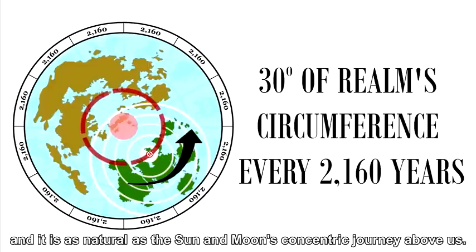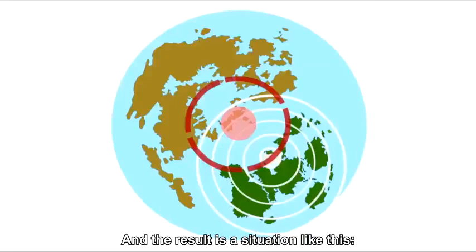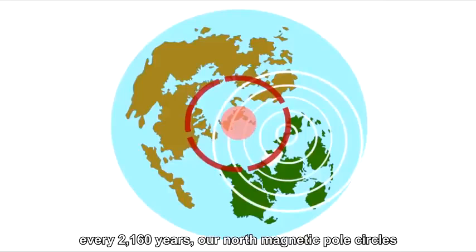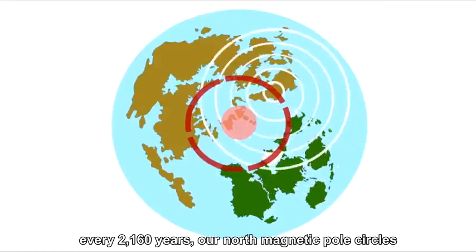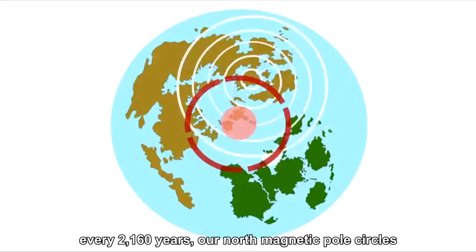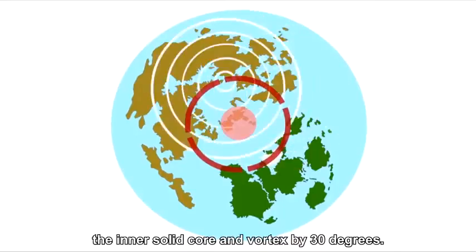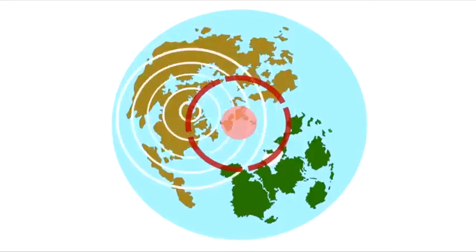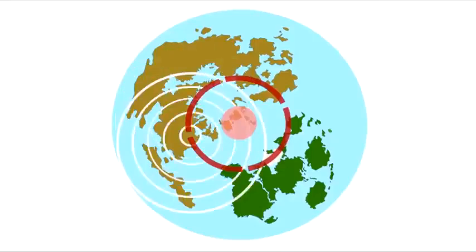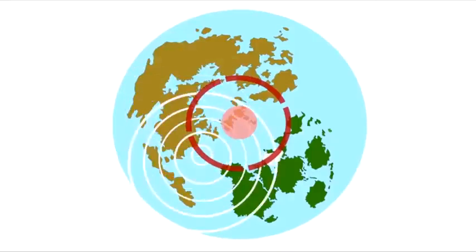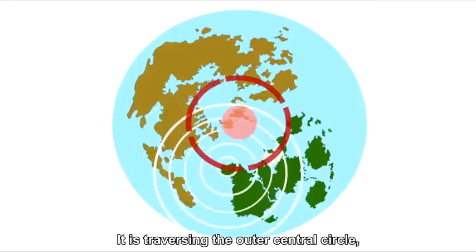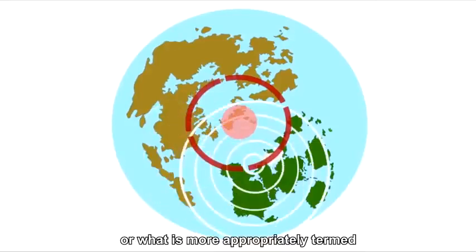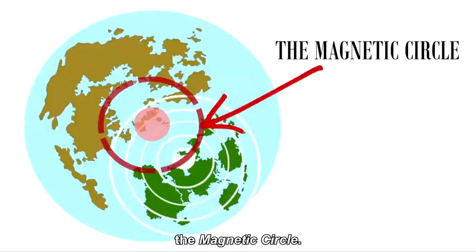And the result is a situation like this. Every 2,160 years, our North Magnetic Pole circles the inner solid core and vortex by 30 degrees. It is traversing the outer central circle, or what is more appropriately termed the magnetic circle.